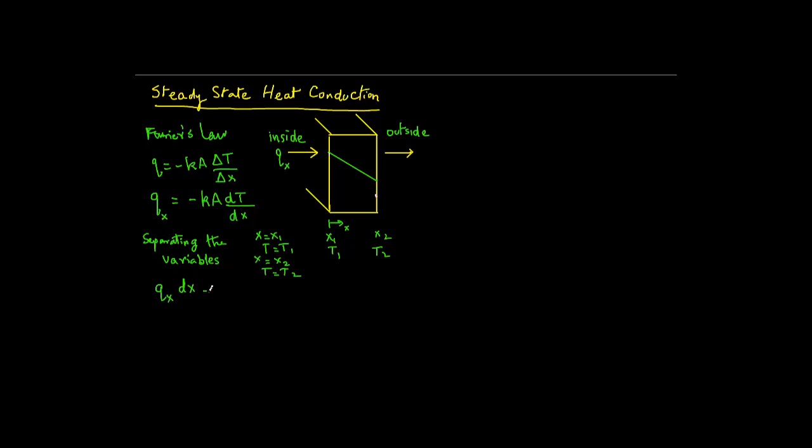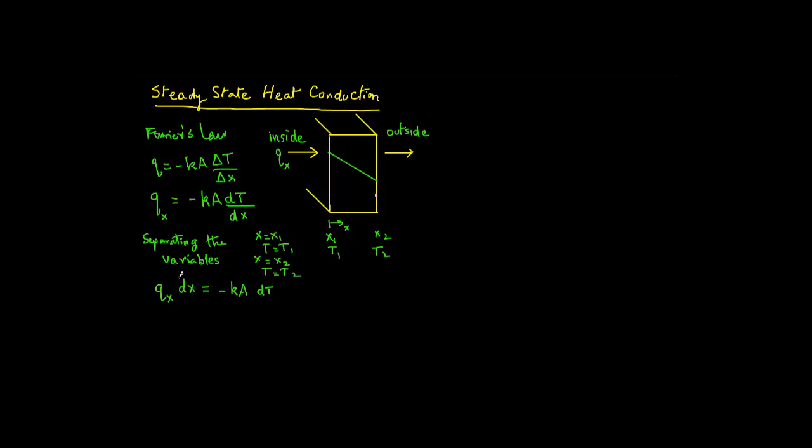So we have dx on the left hand side, and by separating the variables we mean that x is on one side of the equation, and then temperature, our other variable, will be on the other side. So Qx dx equals minus kA dT. Now we can go ahead and integrate this.